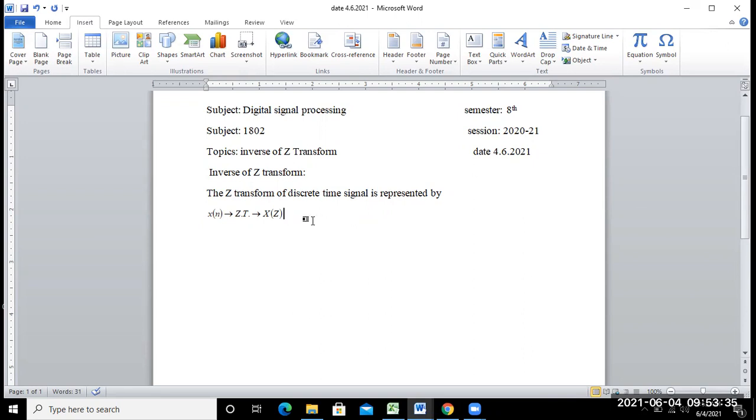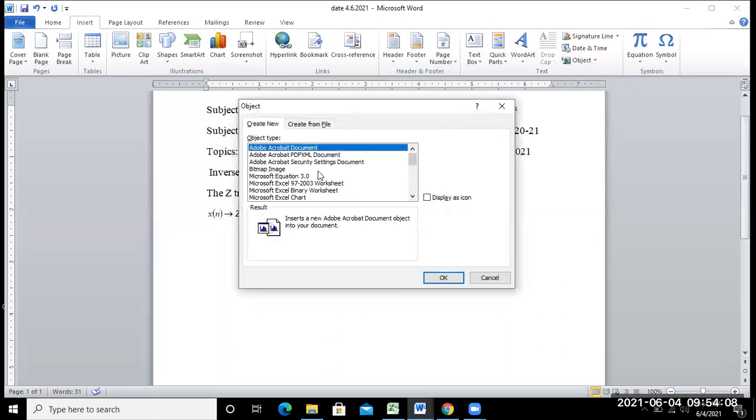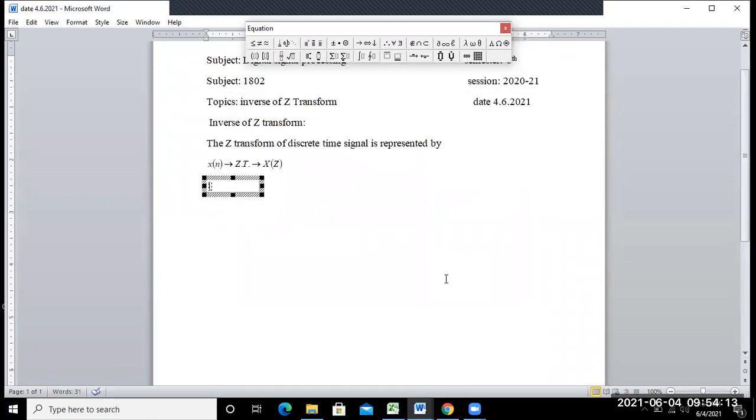So, as we know, the Z transform of a discrete time signal xn is represented by Xz, where Xz equals summation of n equal to minus infinity to infinity xn z to the power minus n. This is the standard formula for Xz. So just try to write here the standard formula for Xz.